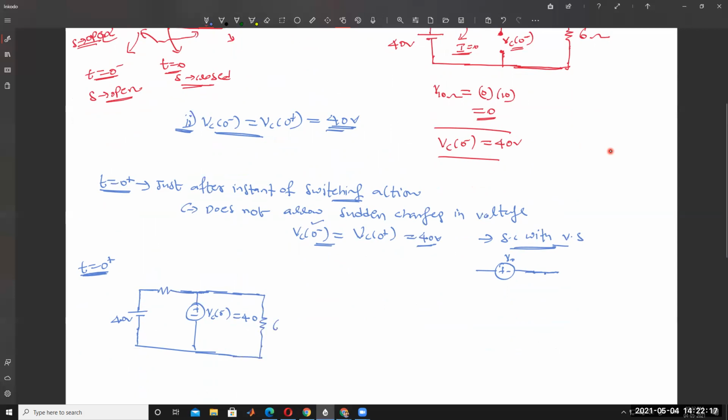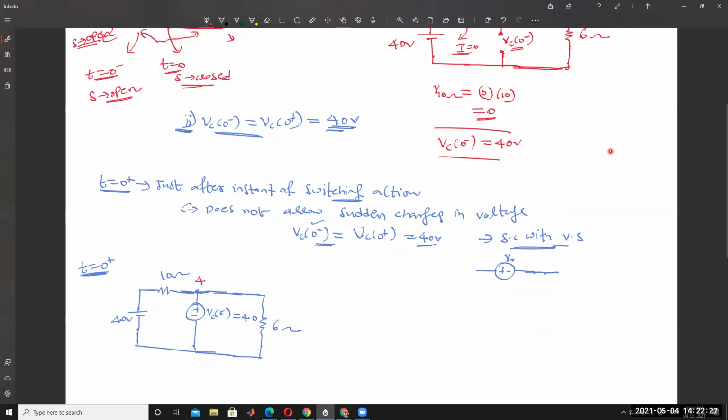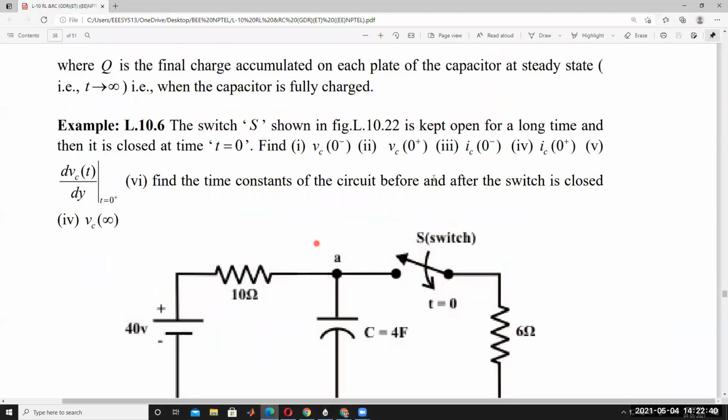Here 6 ohm, understood? Here 10 ohm. And what is the voltage here? The voltage across this node is equal to 40 volts. Okay, here what is the voltage? 40 volts. So this is called capacitor charging, IC of 0 plus or minus. So IC of 0 minus, IC of 0 minus.